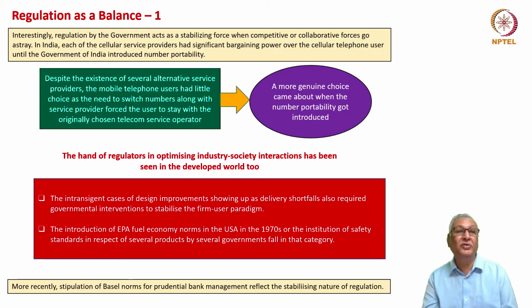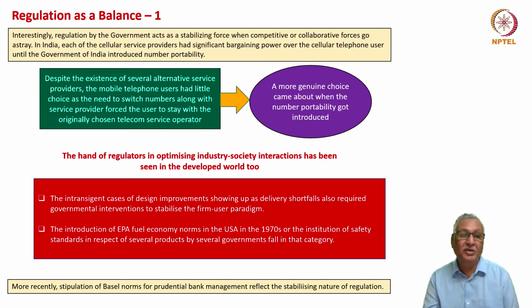And there is a huge role for regulation. Interestingly, regulation by the government acts as a stabilizing force when competitive or collaborative forces go astray. In India, each of the cellular service providers had significant bargaining power over the cellular telephone users until the Government of India introduced number portability. Despite the existence of several alternative service providers, the mobile telephone users in India had little choice, as the need to switch numbers along with service provider forced the users to stay with the originally chosen telecom service operator. A more genuine choice came about when number portability got introduced.